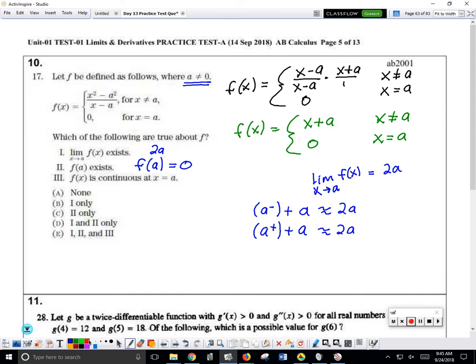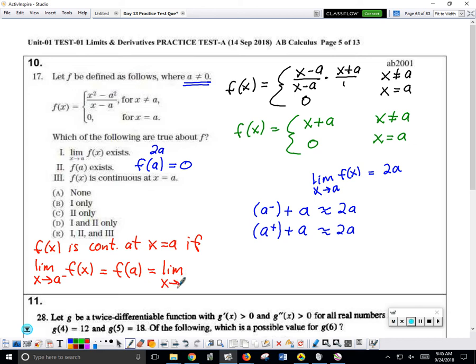Let's write it down again. So the function f of x is continuous at x equal A if the limit from the left is equal to the value of the function right at A and is also equal to the limit from the right. So that's the second of 2 things I remember with my 3 fingers.